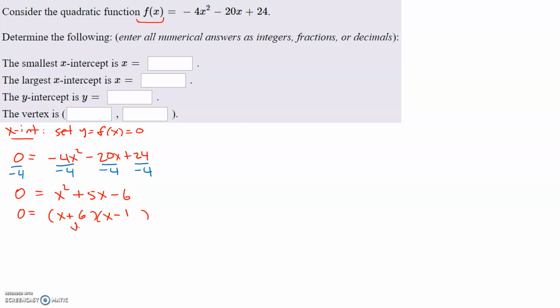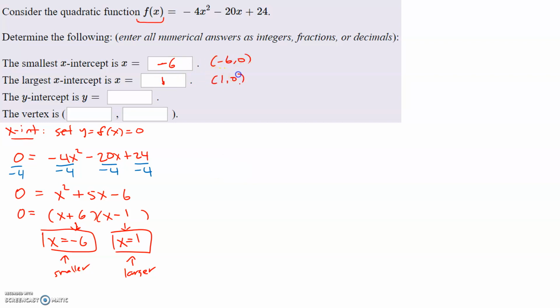By the zero product property, we're going to say that x equals negative 6 or x equals positive 1. So this is our smaller x-intercept, and this one is our larger x-intercept. And even though the problem doesn't ask for it, as ordered pairs, these are negative 6 comma 0 and 1 comma 0, because in order to find these x-intercepts, we set the y value equal to 0.